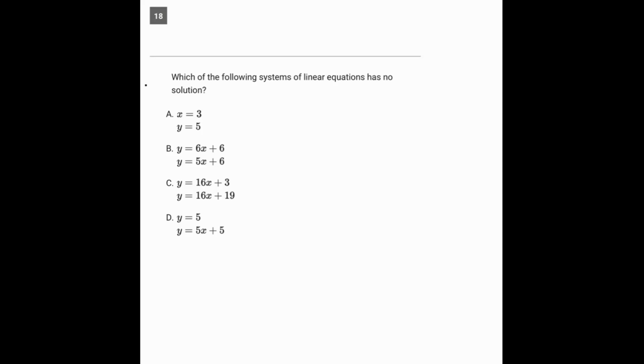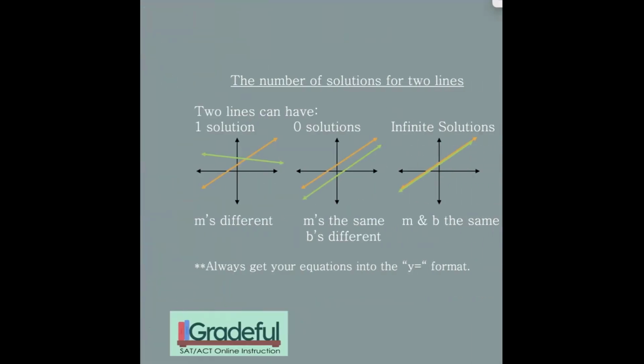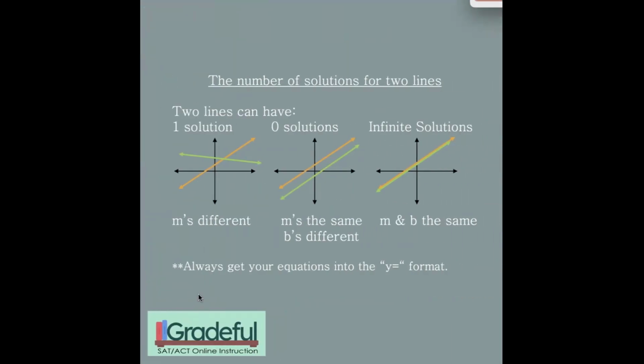On question 18 now, we're being asked which of these systems of linear equations has no solution. And the background here is the idea of the number of solutions for two lines. If two lines have one solution, that means they're hitting once. And that would happen if the slopes are different. If they're tilted in different directions, they'll hit once. If there's no solutions, that means that they're parallel. And to be parallel, the slopes have to be the same, but the y-intercepts have to be different.